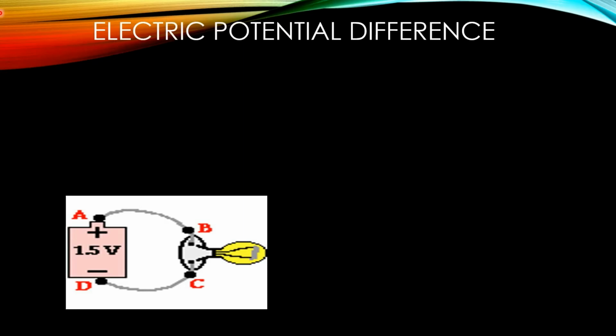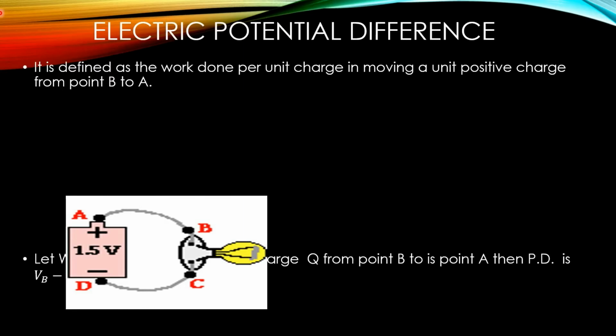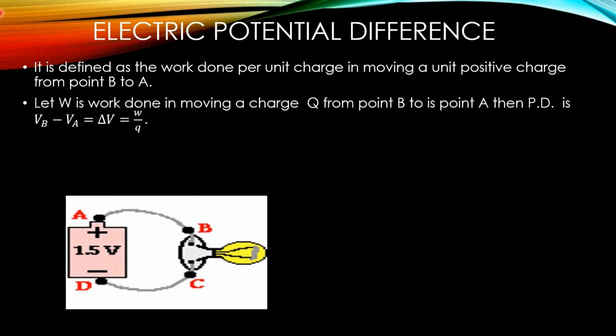Electric potential difference. Electric potential difference means difference of electric pressure. When 2 points are there, 2 ends of a conductor, A and B, the number of charges at A and B are not equal. From higher potential to lower potential, charges will flow.